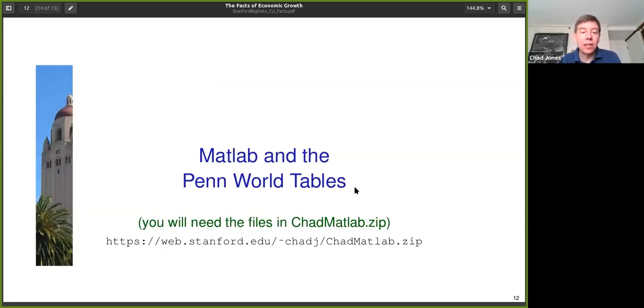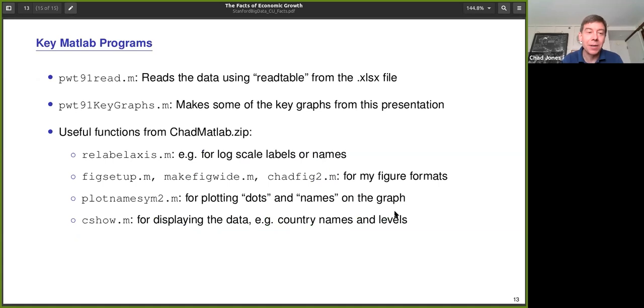So I mentioned these programs are available. There's a collection of subroutines that I've written called chadmatlab.zip. And here are the key programs that you need to read the Penn World Tables and to make the graphs that I've made. And it shows you how to label the countries. And here's some code to help your graphs look nice.